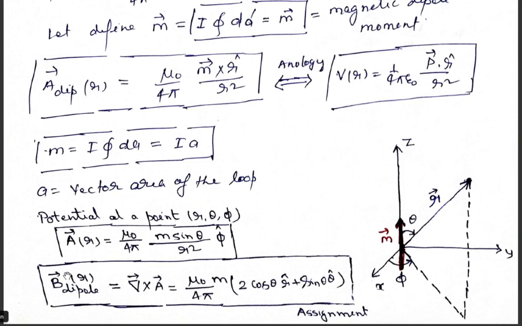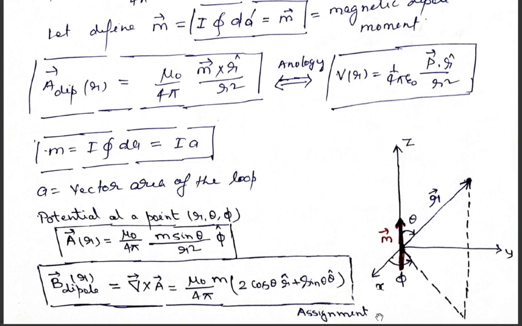So the magnetic field due to a dipole at some position r can be written as del cross A. We know that del cross A is equal to B. If you take the cross product of this expression, we get the magnetic field due to a dipole, but here we have to take the del operator in spherical polar coordinates. If you do that, we will get mu 0 upon 4 pi m in bracket 2 cos theta r unit vector plus sin theta theta unit vector. So this is the magnetic field due to a dipole.